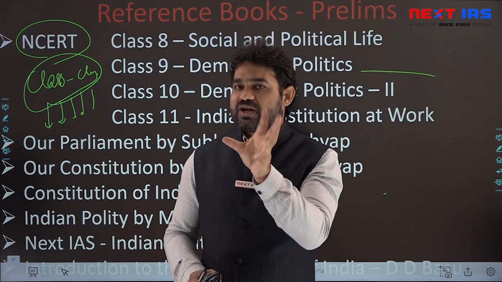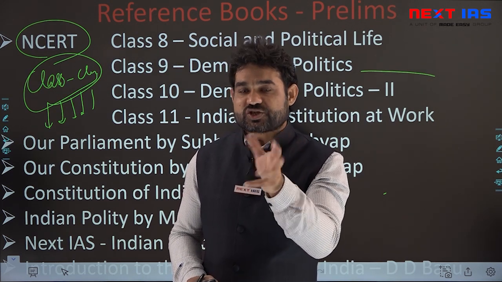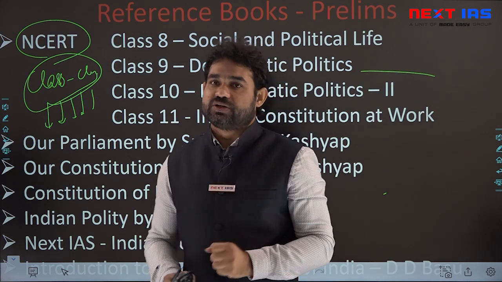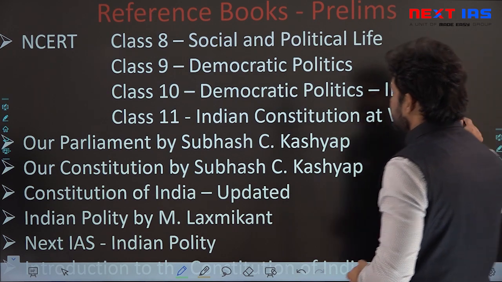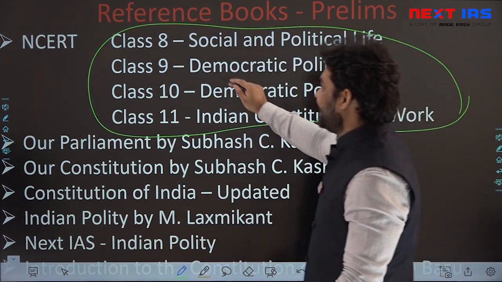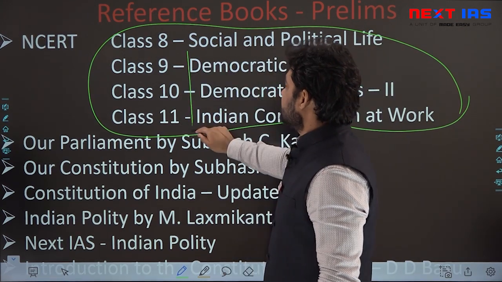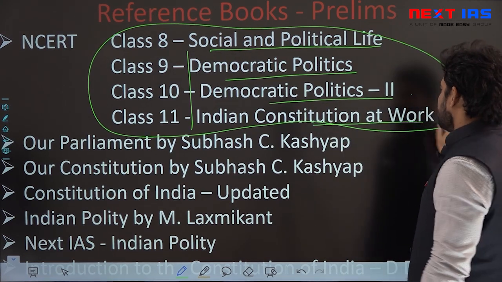And remember, when you have a certain degree of preparation, then it becomes very easy to understand and to retain that information also. So that's one way. And if you are doing the preparation on your own, one of the areas from where you can have this coverage is the class 8, class 9, class 10, class 11 NCERT books of Social and Political Life, Democratic Politics 1 and 2, and Indian Constitution at Work.